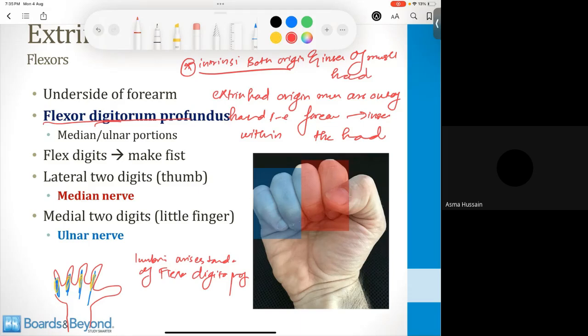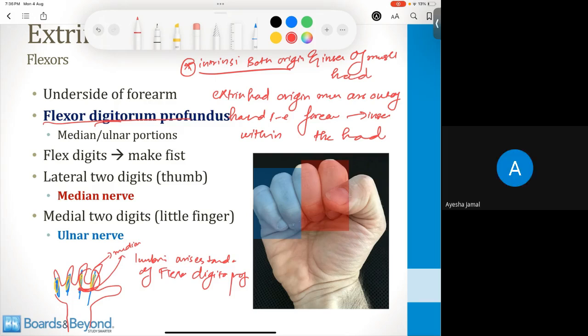Yes, sir. So we know that the lateral two lumbricals are supplied by median nerve. If they are arising from the tendons of flexor digitorum profundus, it means these lateral two tendons of the flexor digitorum profundus are also going to be supplied by median. Am I right?